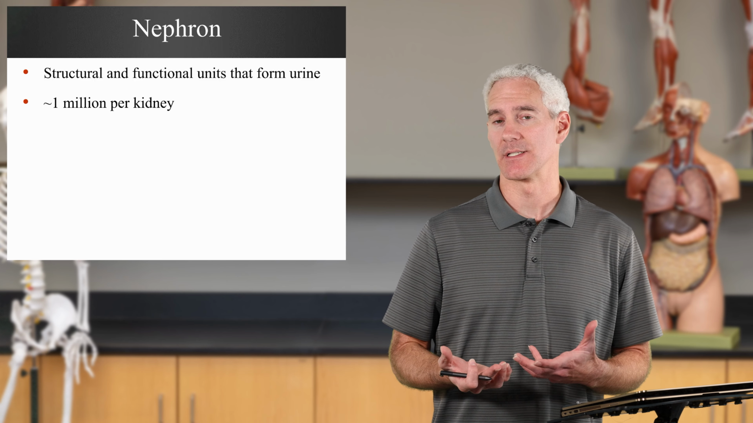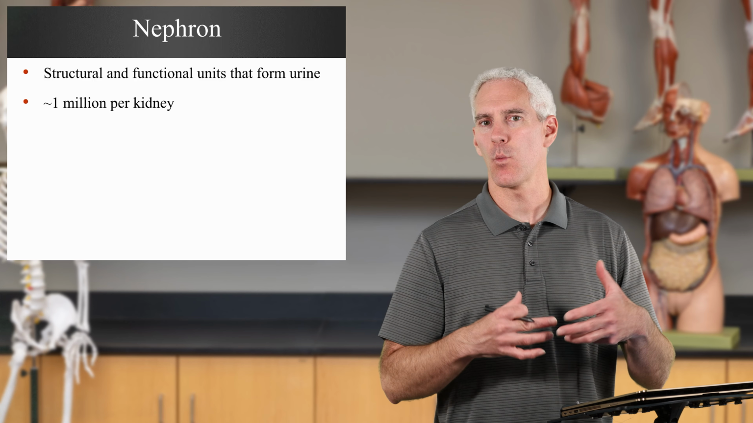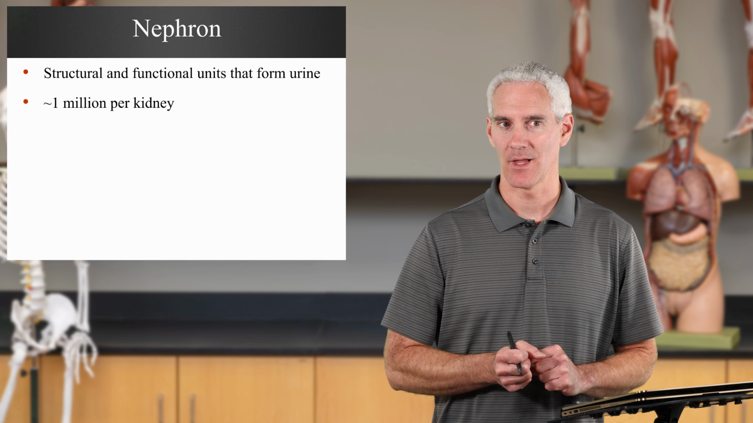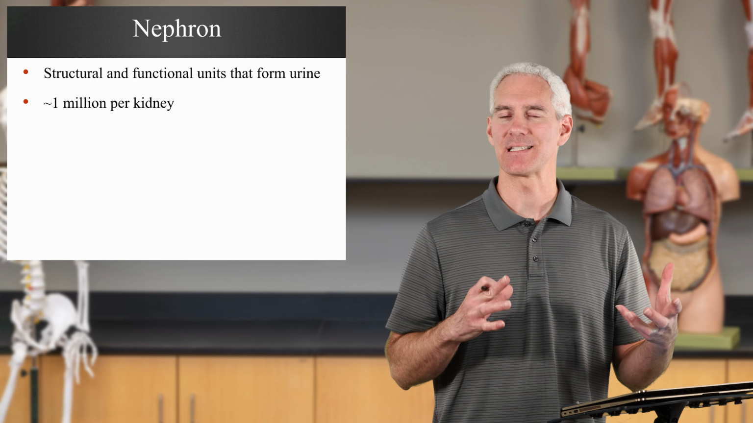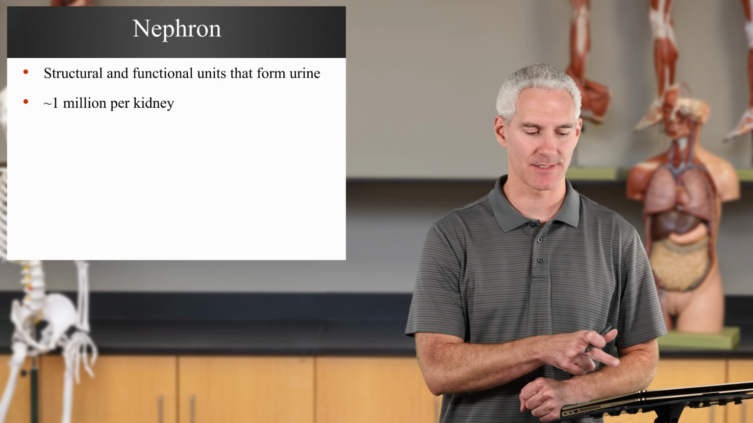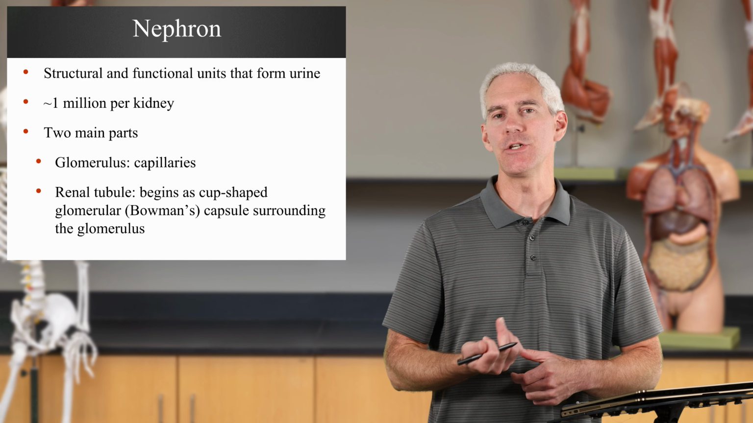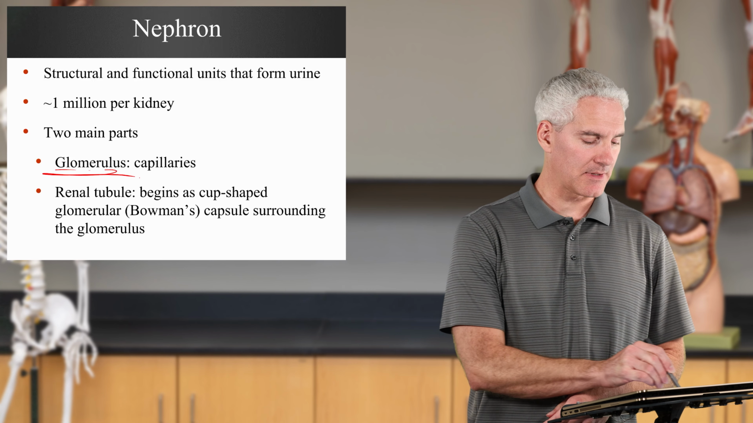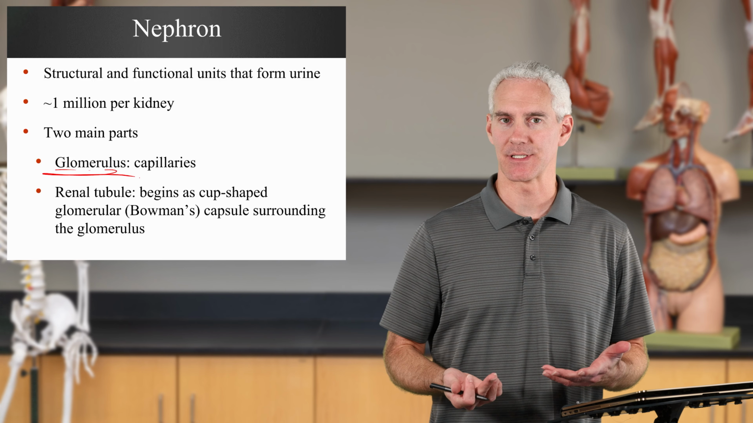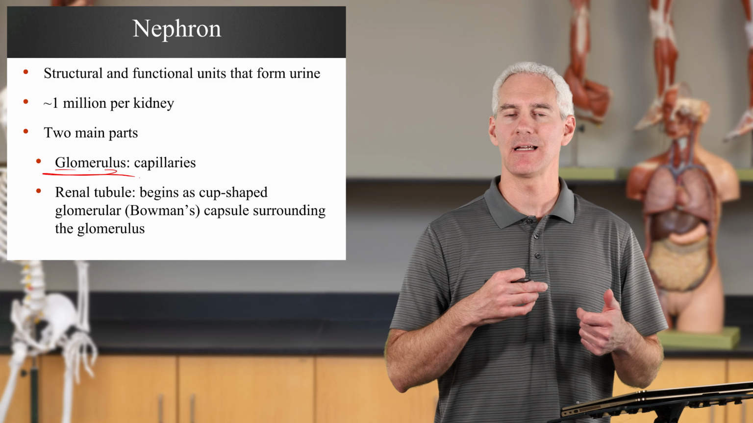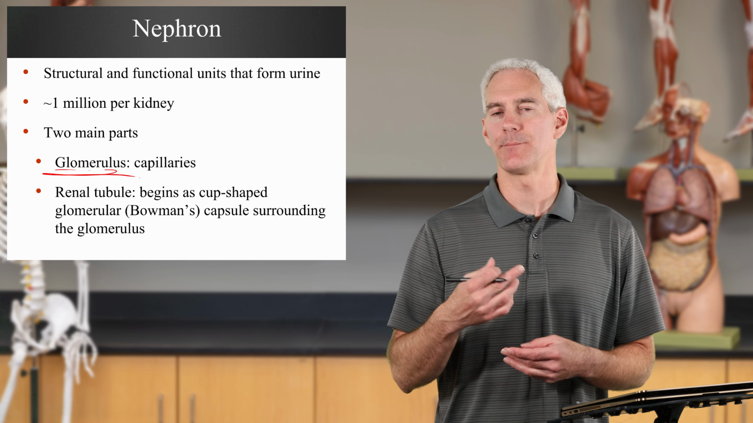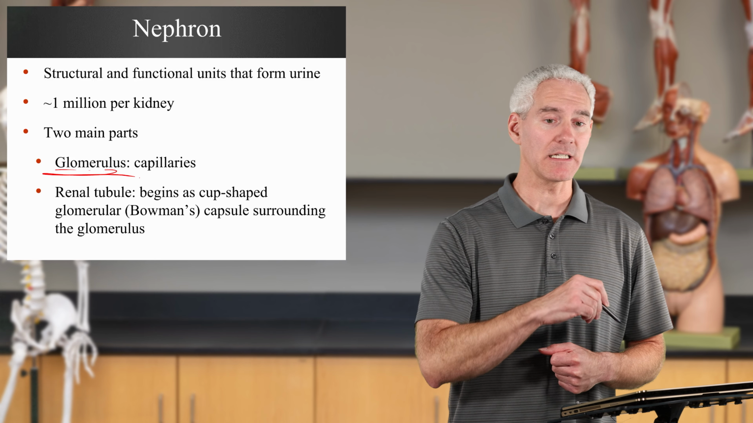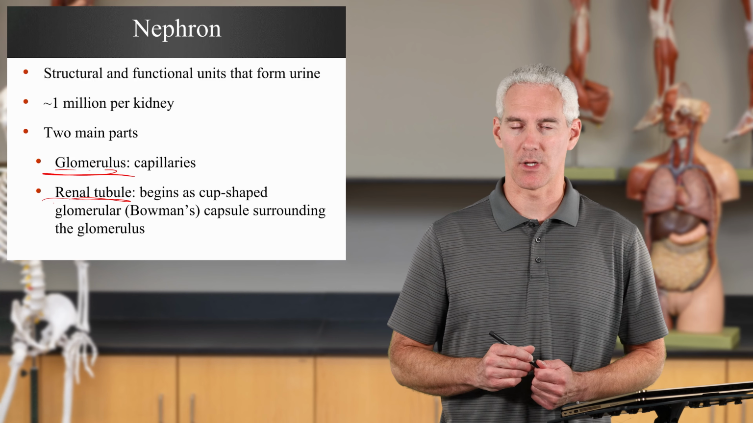Now, what's interesting though is you have about, give or take, 1 million of these nephrons per kidney. That just gives you an idea of how many of these things are packed into your kidneys. Now, there's two main components. You have the glomerulus. The glomerulus itself is capillaries. This is how the blood gives the filtrate, or the components that need to be filtered, to the kidney. Then the rest of it is the renal tubule.